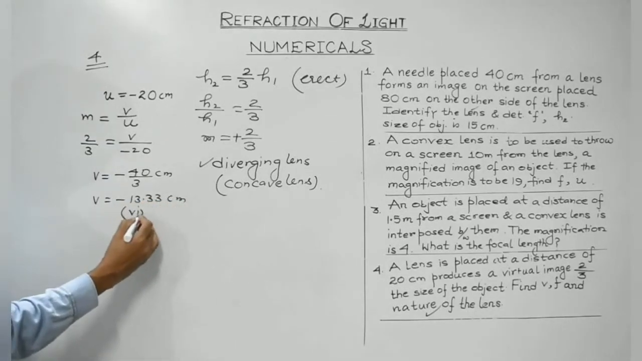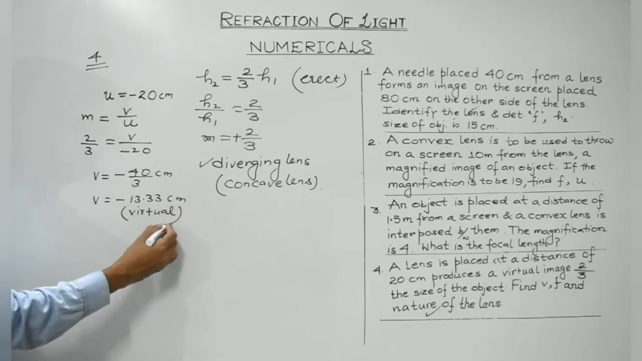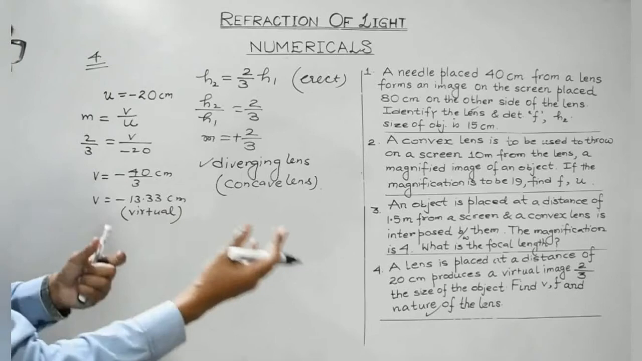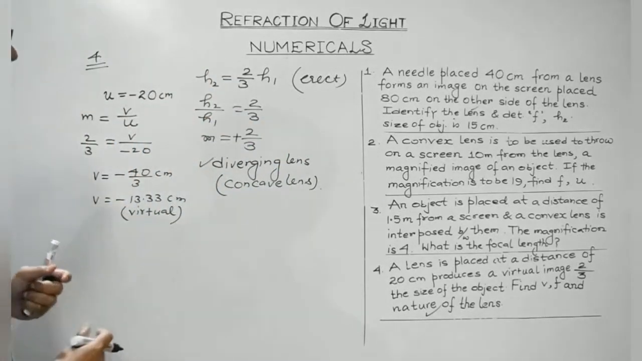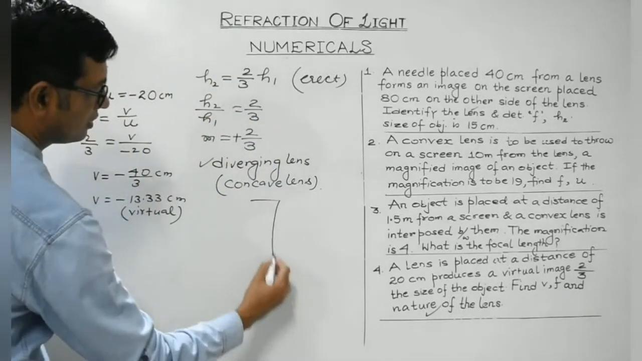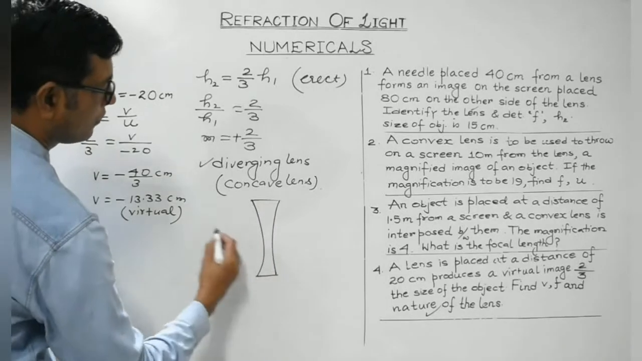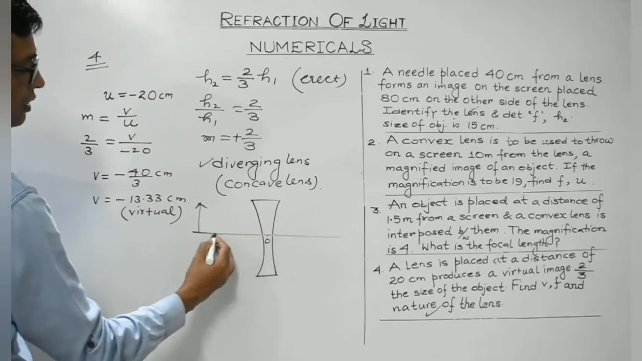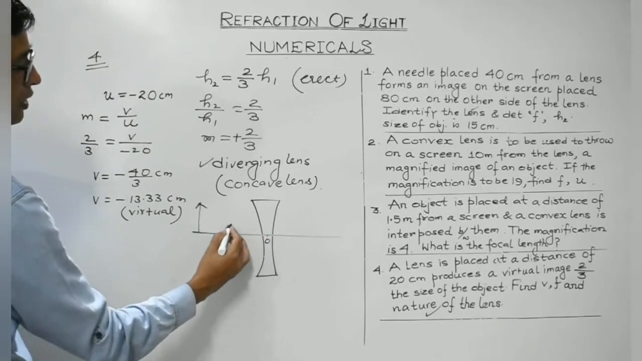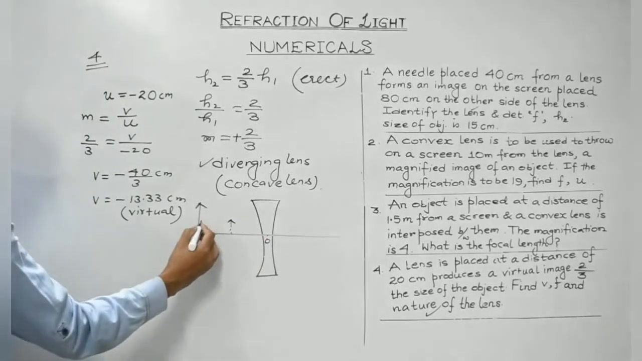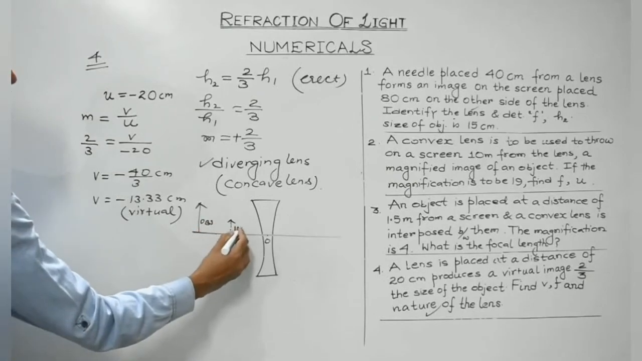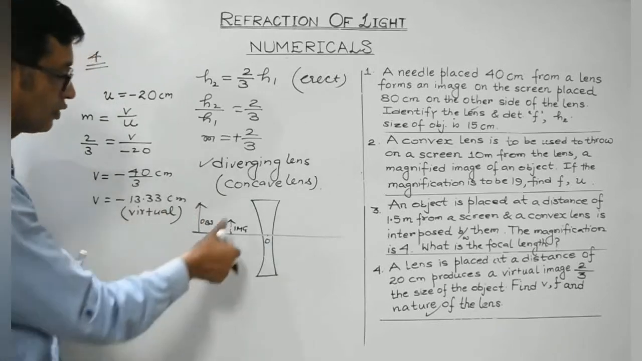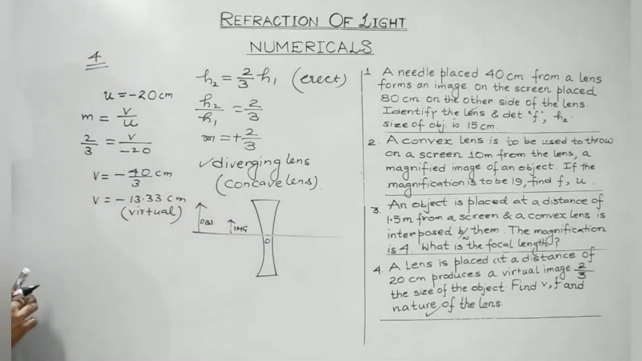Negative sign indicates that the nature of the image is virtual. In the case of a concave lens, the image is always virtual. That is, it is formed on the same side as that of the object. Like this is the case, isn't it? This is a concave lens. This is the optical center. If an object is placed over here, this is supposed to be the focus, the image would always be formed somewhere over here. This is object, this is image. So here the image is always formed on the same side as that of the object and it is always diminished. That is what we have verified over here.